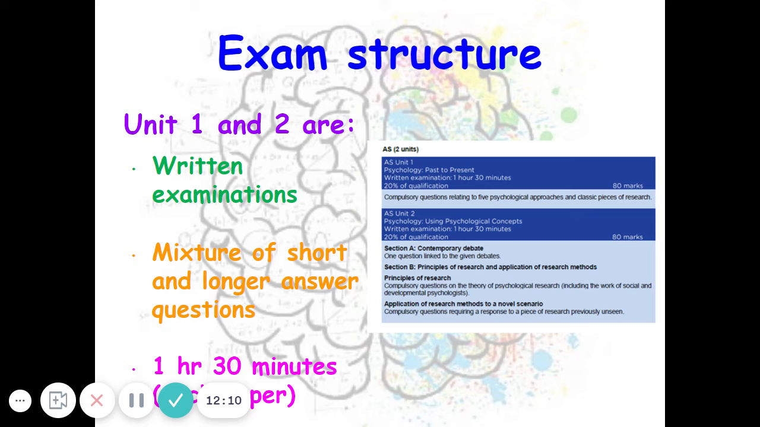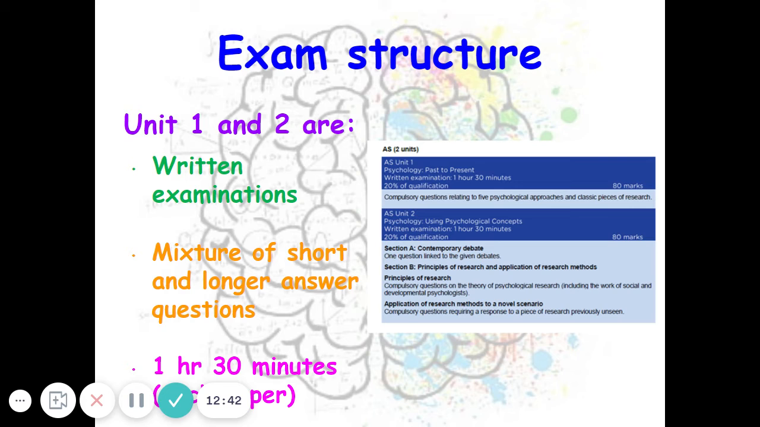In the second year, you will have Unit 3, which is a longer exam. So that's a 2.5 hour exam, where you'll be looking at particular behaviours in more detail. So these could be things like schizophrenia, crime, addiction, stress. So you'll be looking at 3 different behaviours in detail.